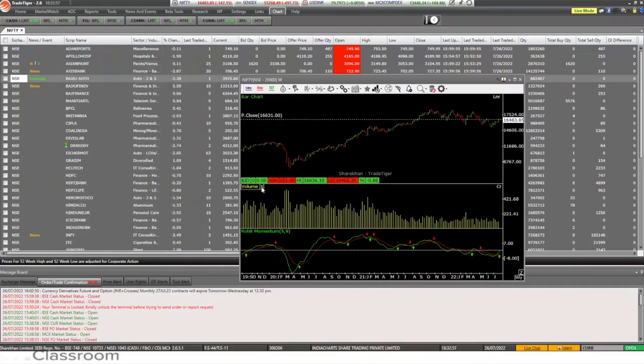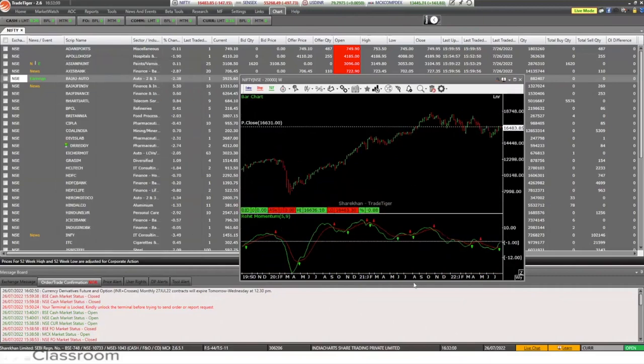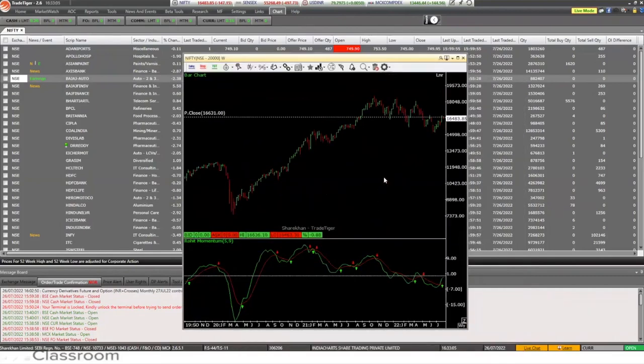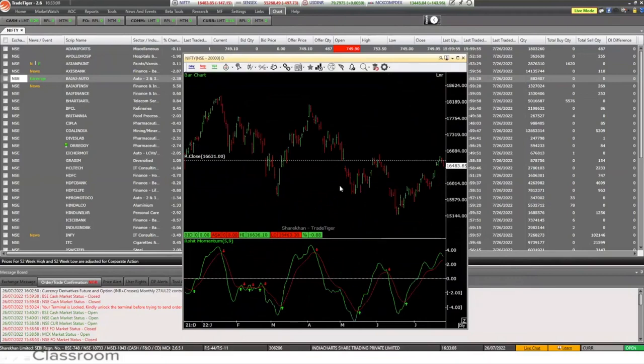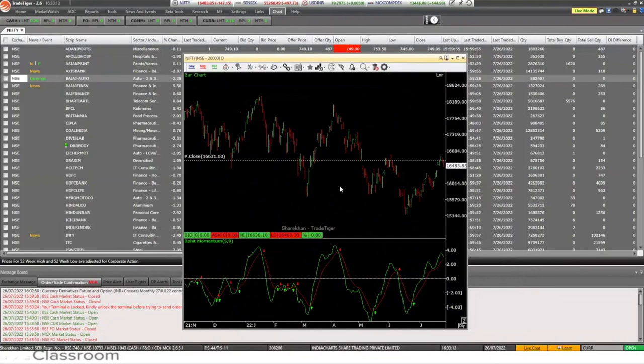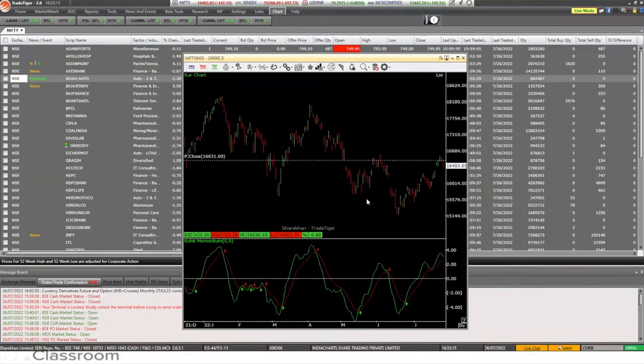I'm going to remove the volume just so that we can focus on the indicator itself. Now this is a weekly chart. I'm going to switch to a daily chart. When you see the daily chart, if you just look at a couple of these cycles from January to now, and in fact from April to now, you'll notice on this chart how several of the moves are pretty clean.